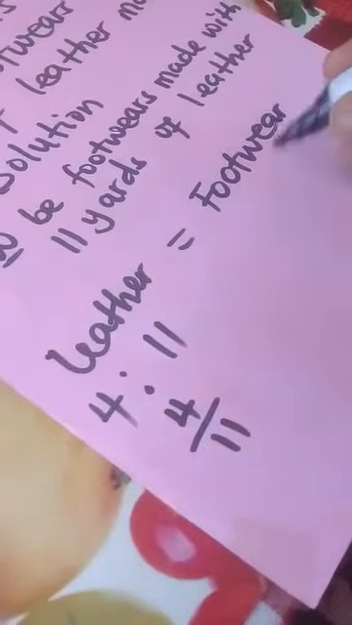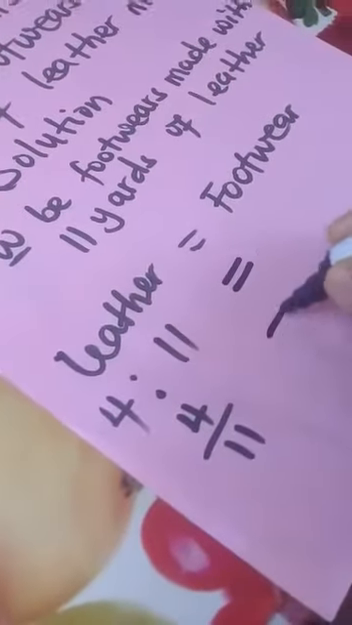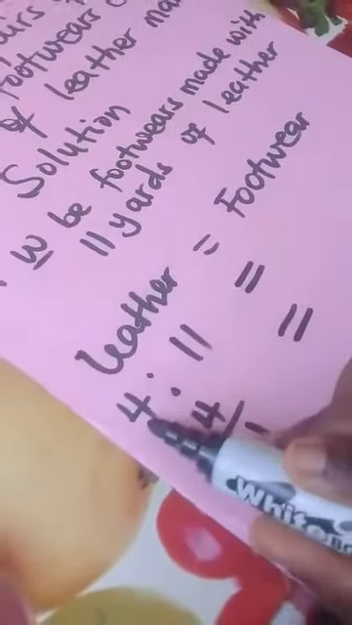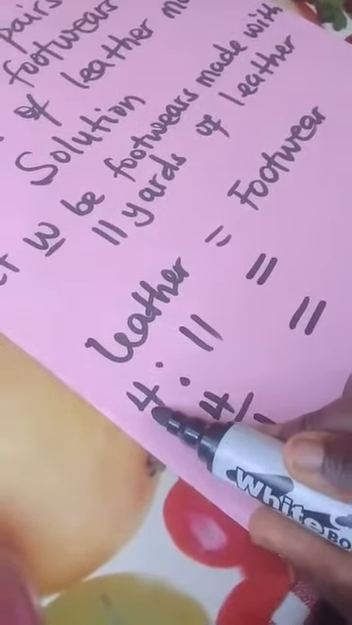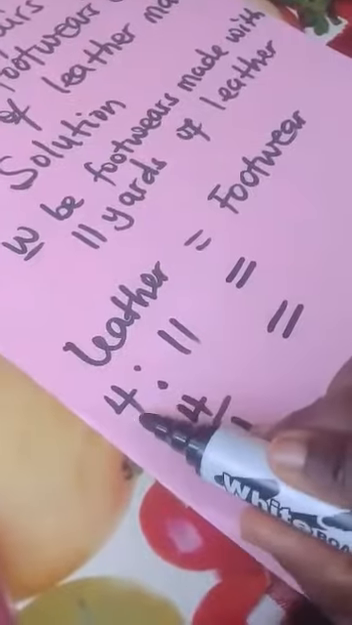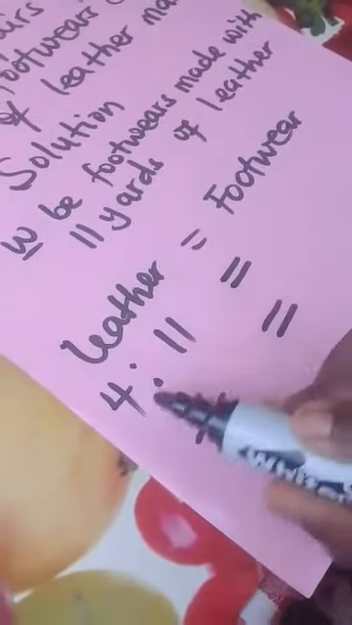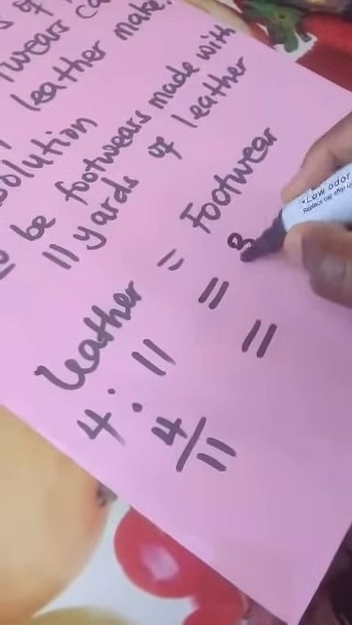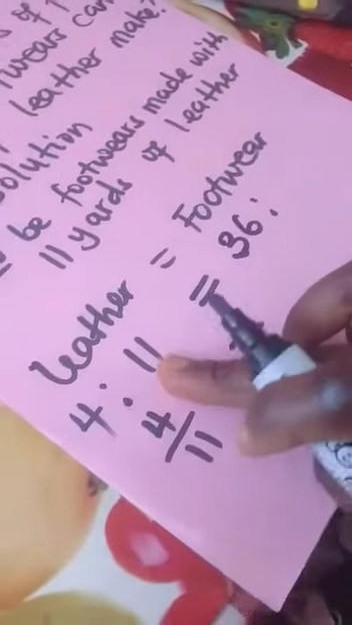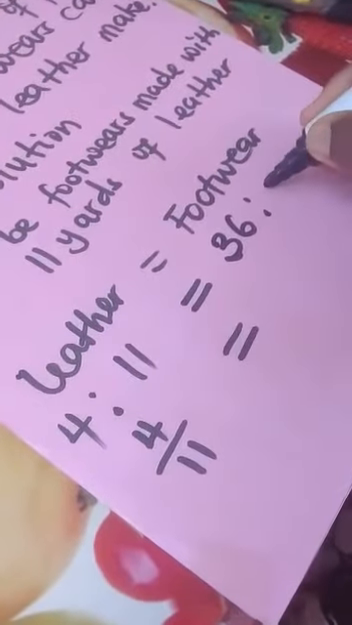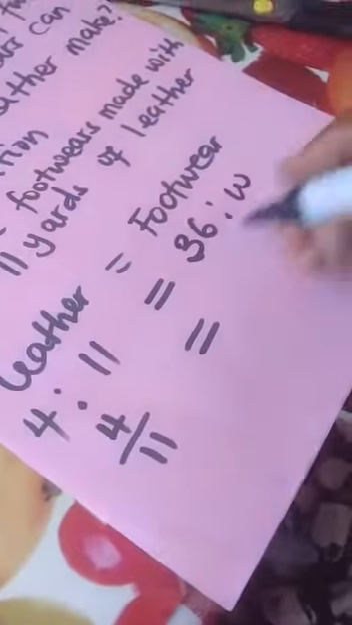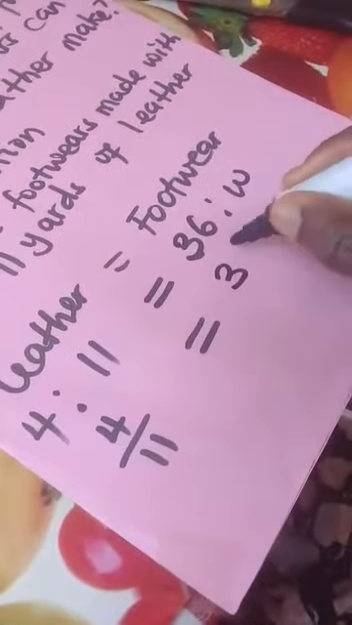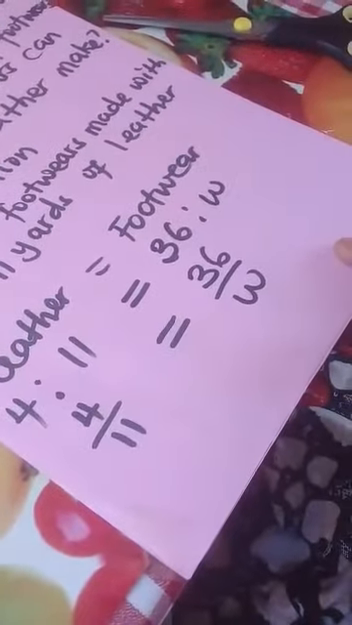And then let's go to the footwear. 4 was written first. So you have to write the number of footwears made from 4 yards of leather. When you swap it, you are going to get it wrong. So 4 yards of leather can make 36 pairs. Is to, for 11 yards of leather, we don't know yet, and we are saying it should be represented by W. So this is also 36 on W. Good. So that is the ratio.